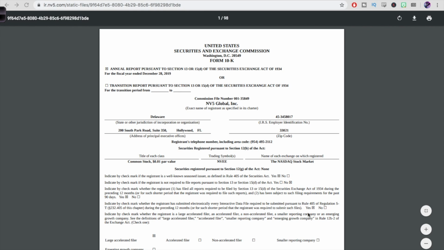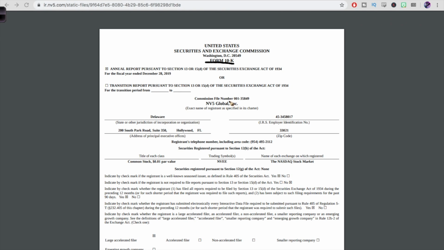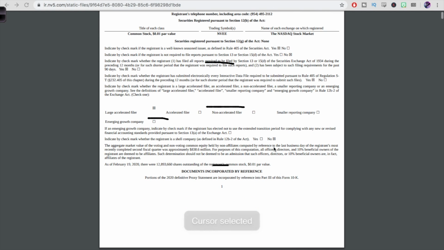Okay, and so here we are. This is the annual report, as you can see, the 10K for NV5 Global, which is the company we're looking at. And we can see the stock symbol. And we can see they were incorporated in Delaware. So we can come down a little bit.